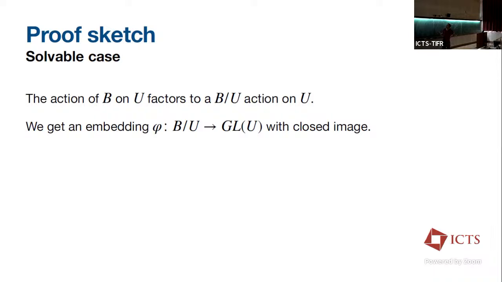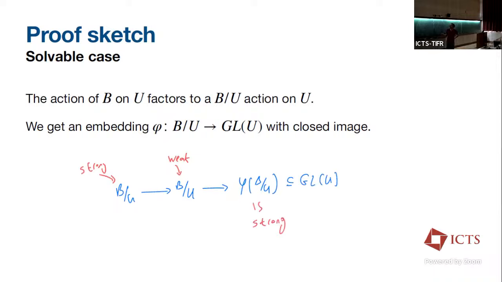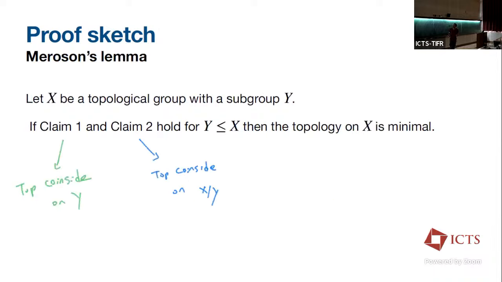Okay, and recall that here the weak topology is equal to the usual one. So this is really GL(U), the regular GL(U) that we know. Then we have the strong topology mapping to the weak quotient topology, which maps into, again, the usual topology, which is strong. So we have this kind of sandwich, which will make both topologies the same. So we showed claim one and claim two. Claim one meaning topologies coincide on U, and claim two meaning topologies coincide in the quotient.